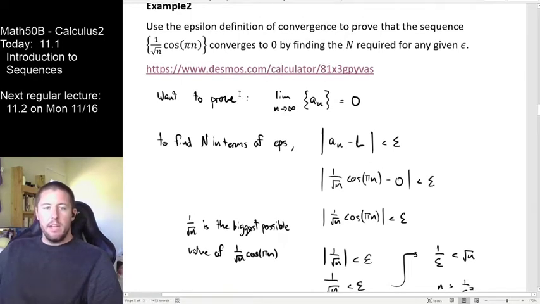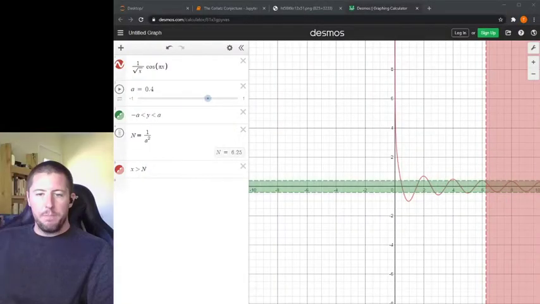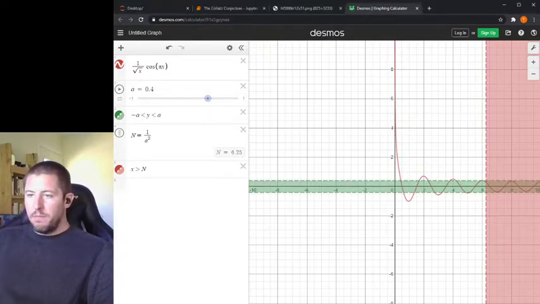I've thrown the link in here so you can check this out for yourself. I've already brought it up on my browser over here, so let's go check this out. I want to show you what I did here. First, I graphed this function, the 1 over root n cosine pi n. I just made it a function instead.